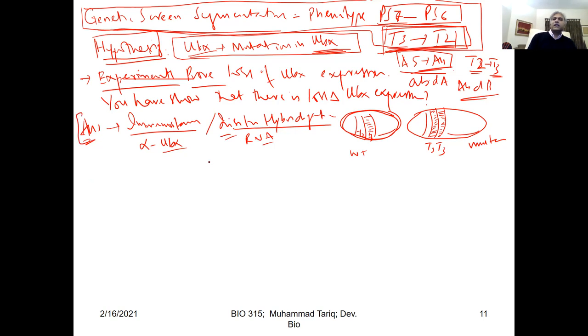Okay, this is your correlation experiment. You have hypothesized something, and you have proven that it is due to loss of UBX expression. I see this phenotype. Now, that is not all. As scientists, you have to do multiple experiments using multiple different experimental approaches to again and again prove the same hypothesis you have.